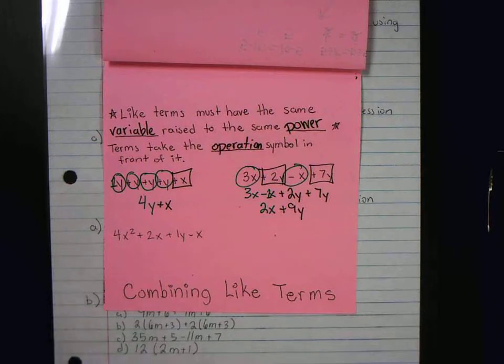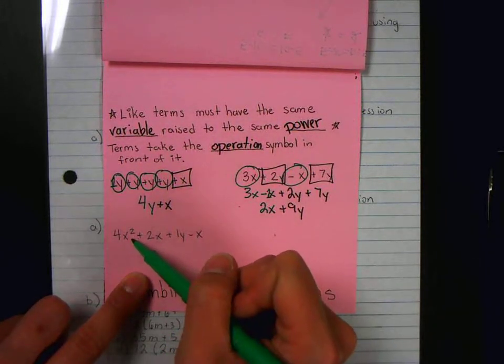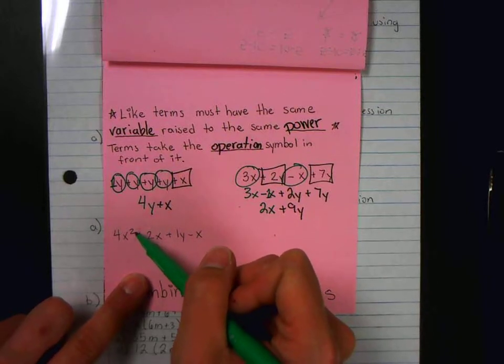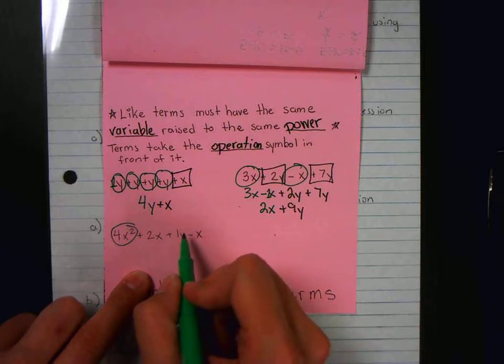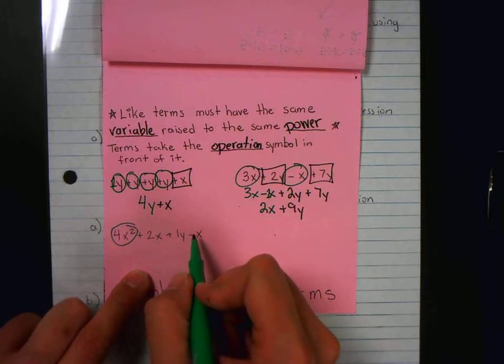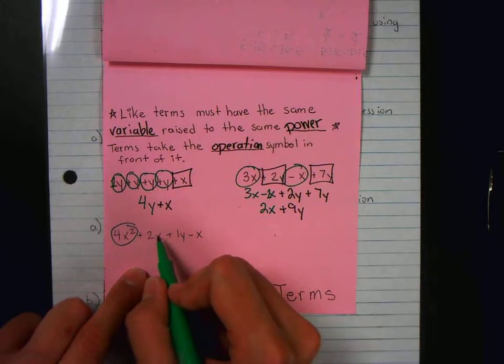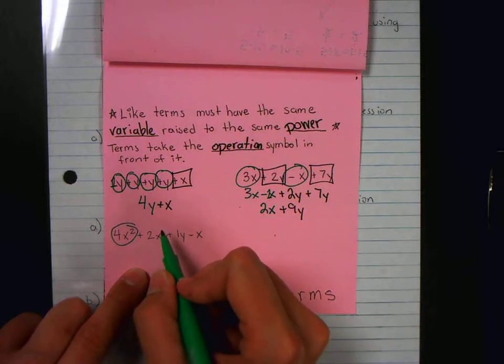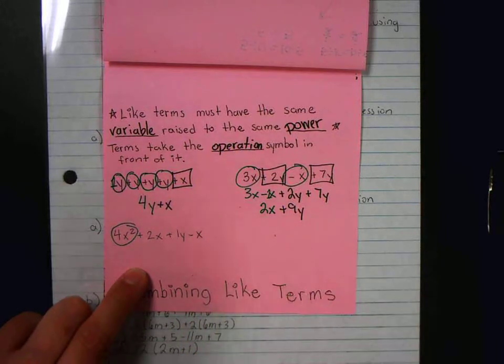Remember, like terms must have the same variable raised to the same power. This has the x. Not only does it have the x, it has the power. Okay. So I'm going to circle the 4x squared. Do I see anything else that has an x? I have the 2x and the minus x. But they have to have the same power, so is it 2x to the second power? No, so they are not like terms. Is it minus x to the second power? No, they are not like terms, so I have to leave them alone.